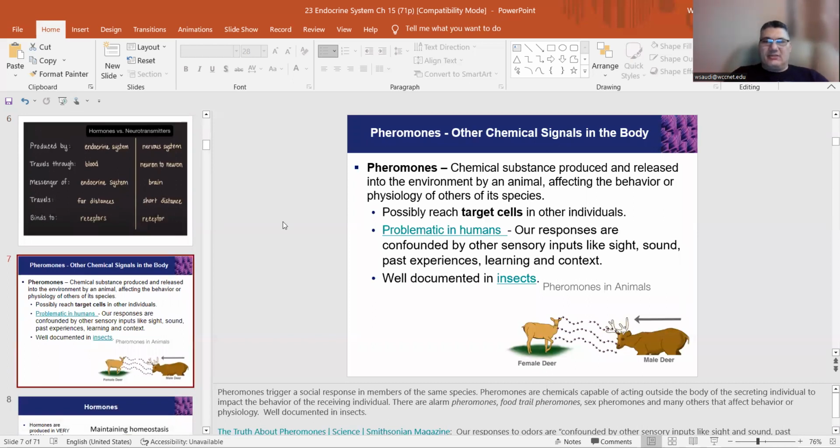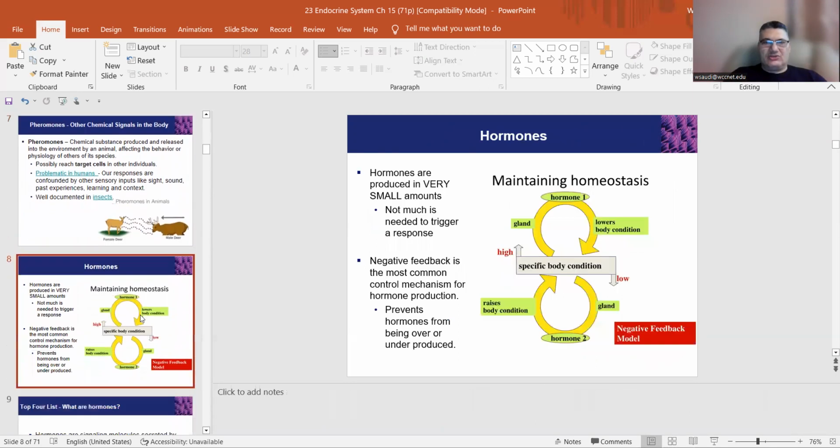There are other chemicals called pheromones, and these are substances that are released into the environment by animals. They affect other target cells, like these pheromones between the male and female. It's more for attraction, and it can also be for communication and so on. So this is their way of communication, which is beyond our scope. We are focusing on the hormones.